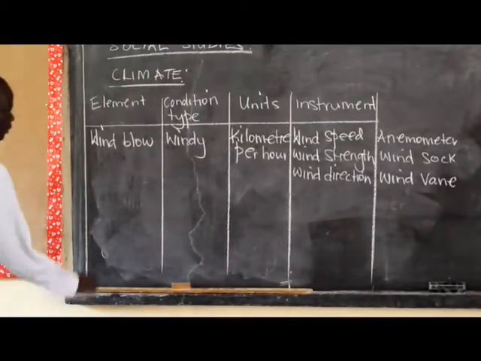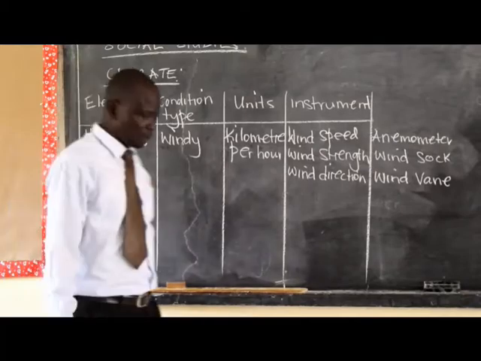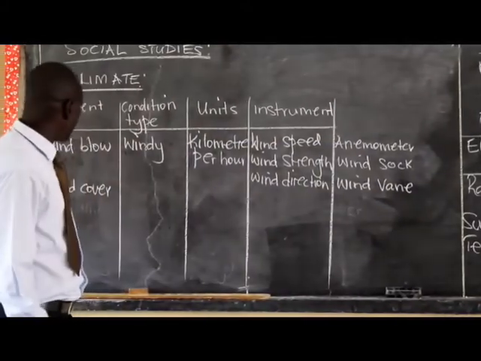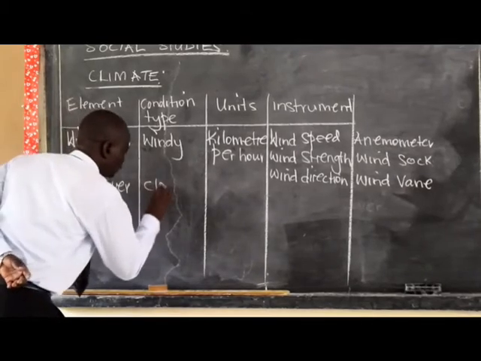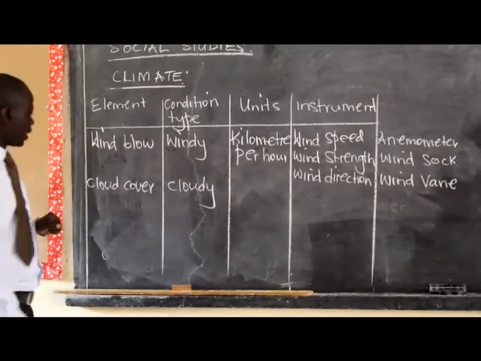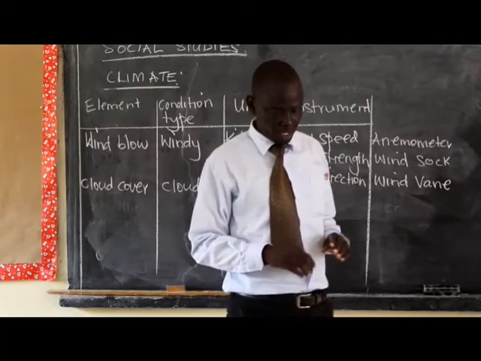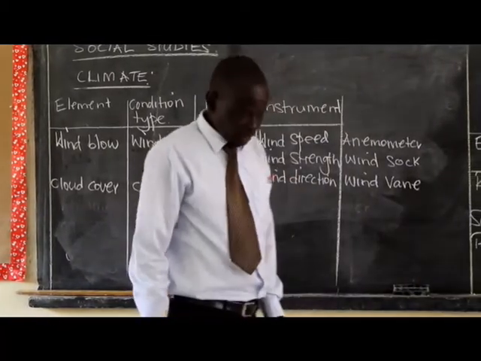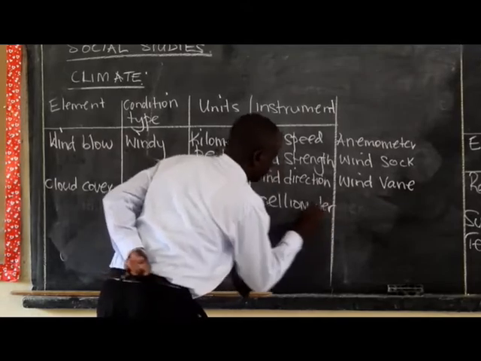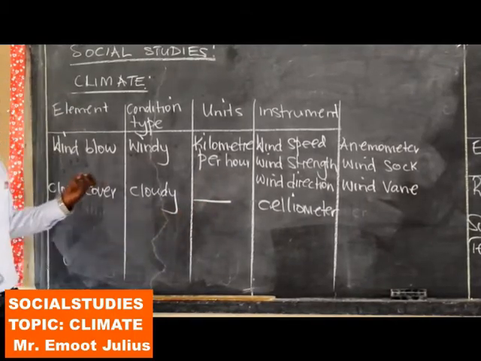Let's look at the cloud cover. Now, the type of weather we get from cloud cover is cloudy. Maybe it can be a type, it can be a condition. We don't have specific units for measuring cloud, but at least we have the instrument which is used for measuring clouds, and that is the cirrometer. So that is the instrument used when measuring or showing clouds, the type of clouds.